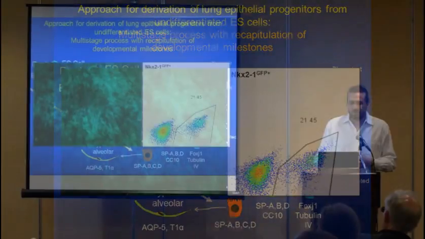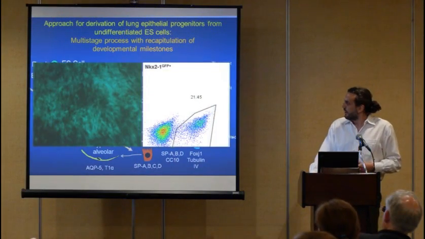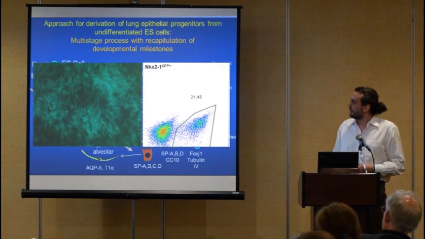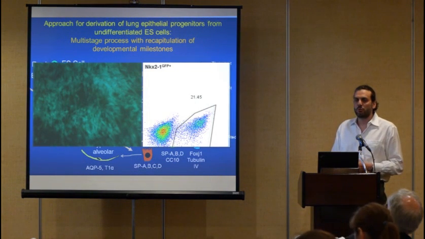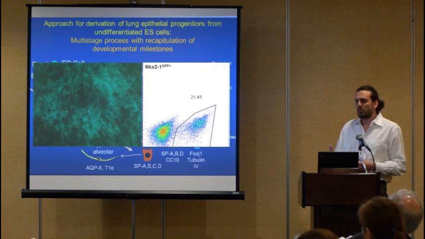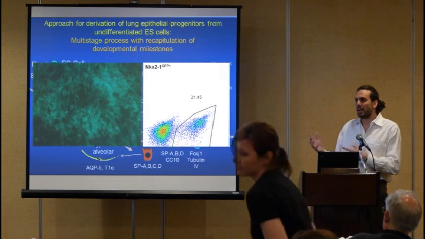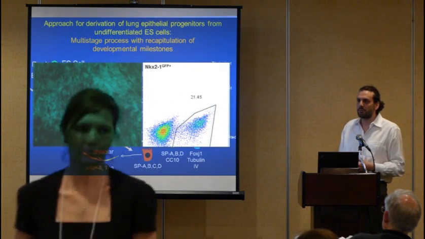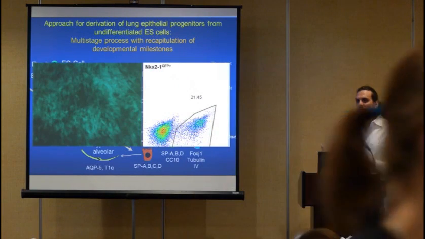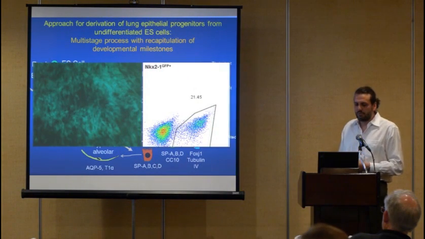So we can take the cells now. These are the cells. You can see them here. We can take the cells, and then we can use a technique which is called flow cytometry. Since the cells fluoresce, we can separate them from the cells that do not express GFP. And we can replate the cells and study them in vitro.